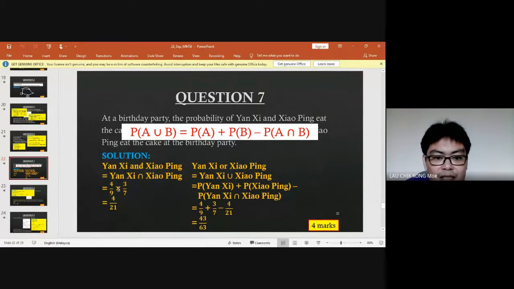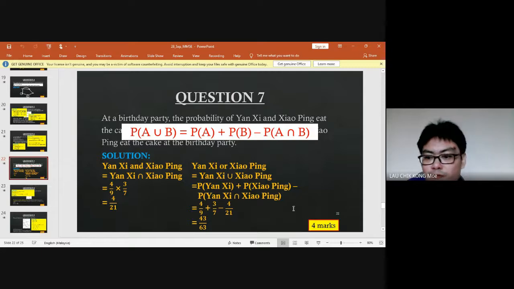So first of all, Yang C and Xiaoping, this ∩ means the intersection. So 4/9 times 3/7, you will get 4/21. When we want to find the probability of A union B, because Yang C or Xiaoping, or means union, the probability of Yang C is 4/9 plus 3/7, minus the probability of Yang C and Xiaoping, which is 4/21. So you will get 43/63. So this is actually the way we solve these questions.